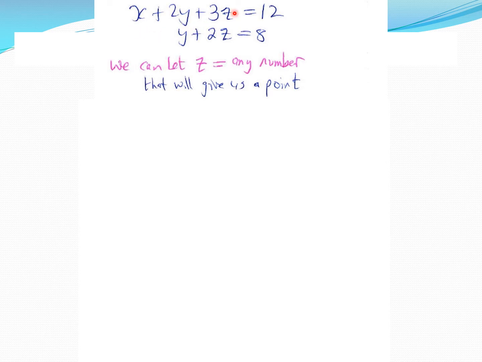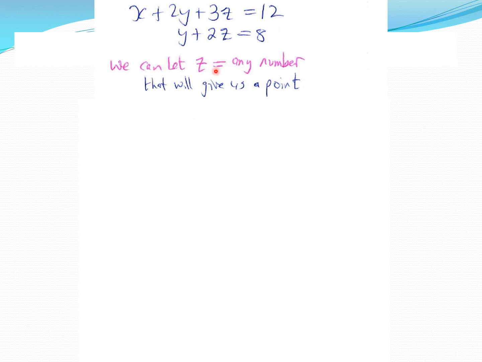So we look at the two equations that we have. x plus 2y plus 3z equals 12. y plus 2z equals 8. So we can actually let z equal any number we like. When you've got a unique solution, you always end up with z equals some number, z equals 3 or z equals 7. And then you feed back into that second equation to get y. And then you feed your z and y back into the first one to get x. So it's a unique solution.